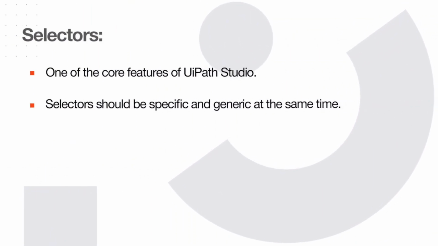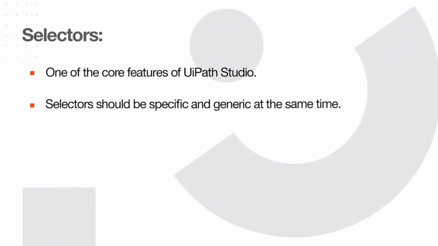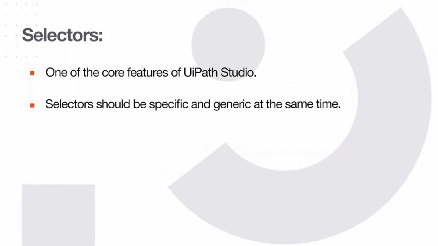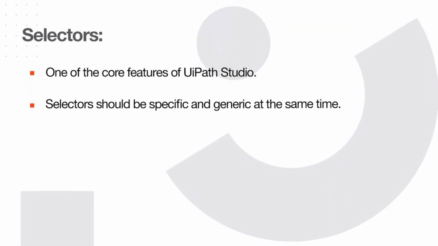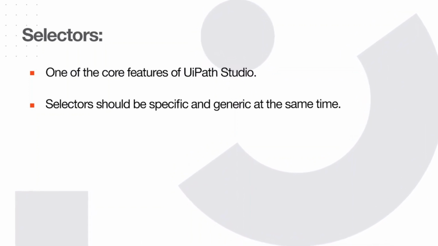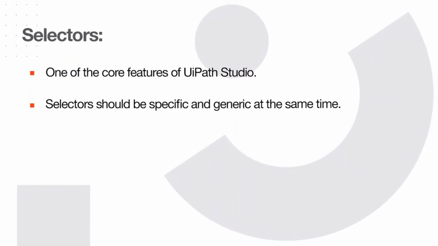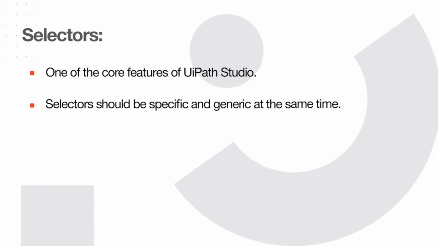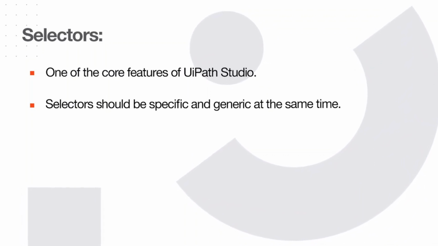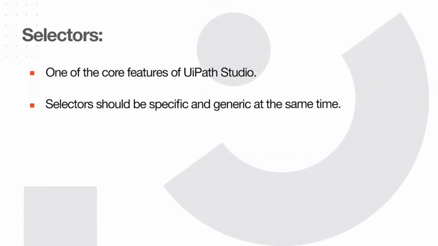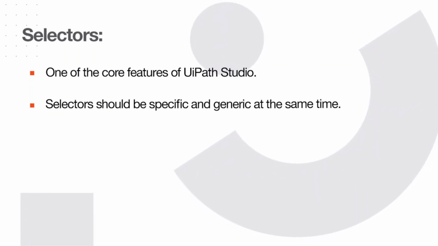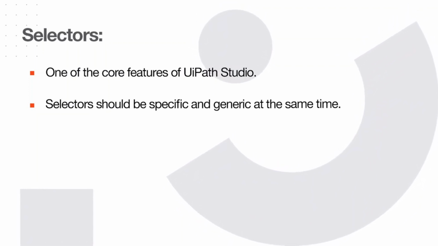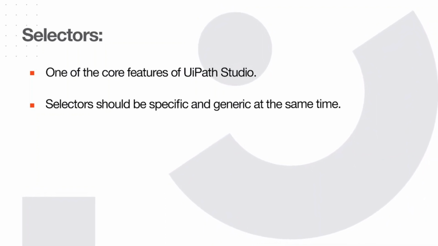Selectors are one of the core features of UiPath Studio, and it may be a bit challenging to understand at first. One of the difficulties is that the selectors must be specific and generic at the same time. To be precise, selectors should be specific enough to uniquely identify interface elements, but also generic enough to work even if there are a few changes on the screen or if there are a series of items being processed.